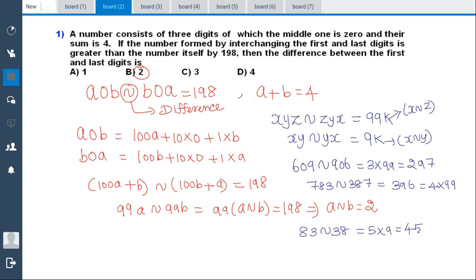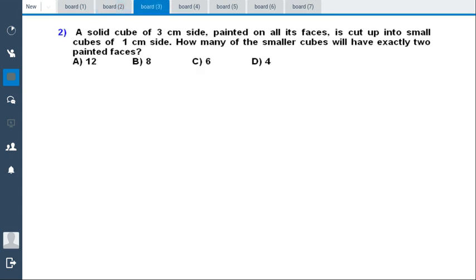Okay, next, second problem. A solid cube of 3 centimeter size painted on all its faces is cut up into small cubes of 1 centimeter size. How many smaller cubes will have exactly 2 painted faces?